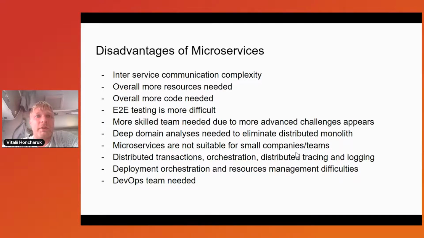So yeah, deployment orchestration and resource management difficulties. It's really hard because for a good microservice architecture, you will have a lot of microservices, and you will have to somehow orchestrate that to be able to deploy them one by one and not have cascade failures and so on. And for that, you will definitely need at least one DevOps person, or if you have a big company, you need a DevOps team.